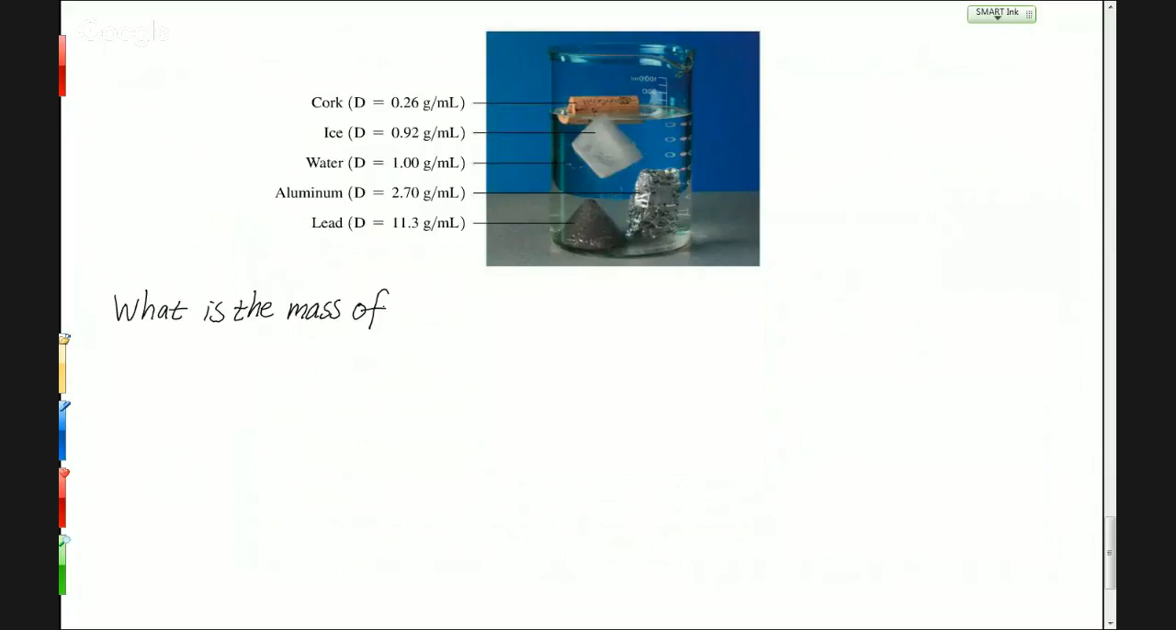What is the mass of 2.0 teaspoons of a cough syrup with a density of 1.20 grams per milliliter?